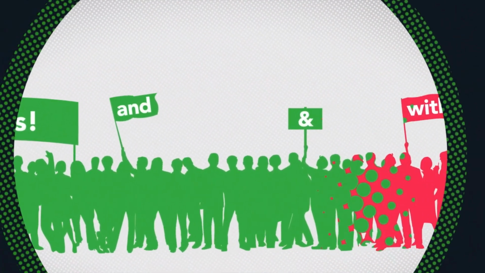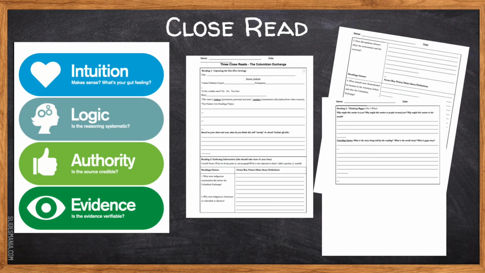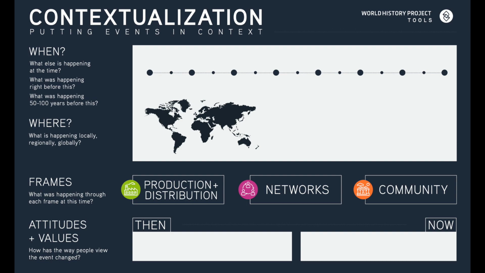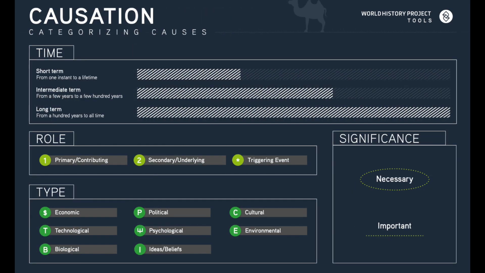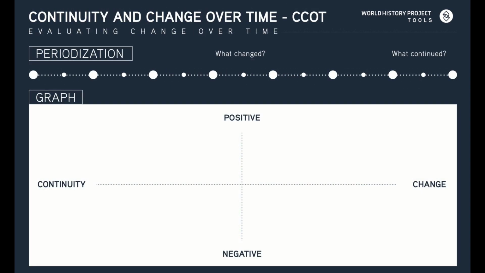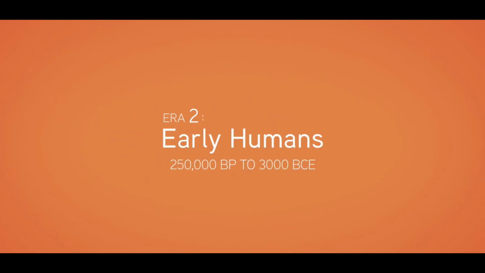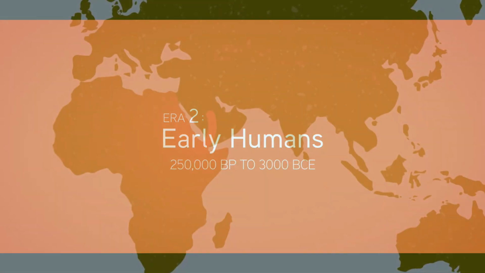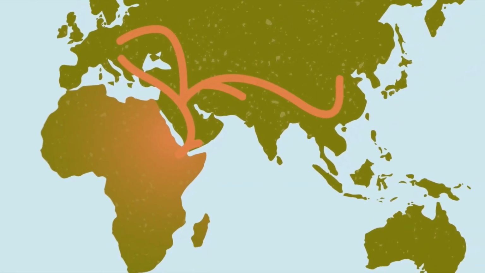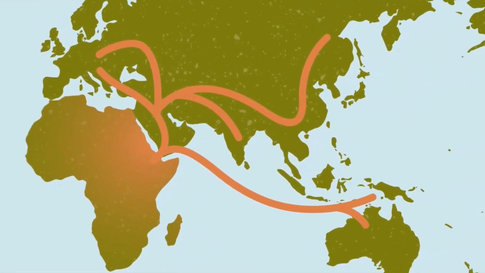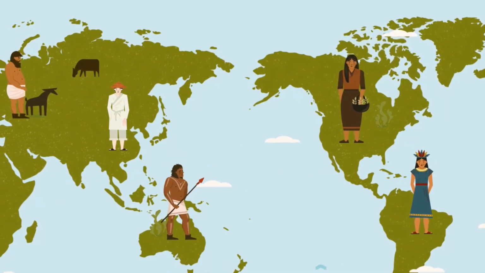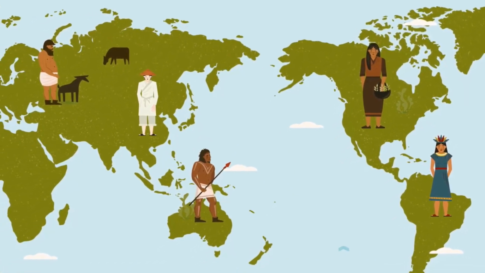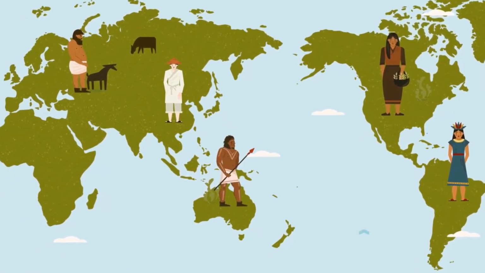Additional skills we'll be building on this year include our close read skills, our contextualization skills, our causation skills, and how do we look at and evaluate change and continuity over time. In Era 2, we'll focus on how humans learned how to think, speak, organize, and begin to migrate around the globe. We'll also examine why some people learn how to farm and how farming transformed the future of mankind.